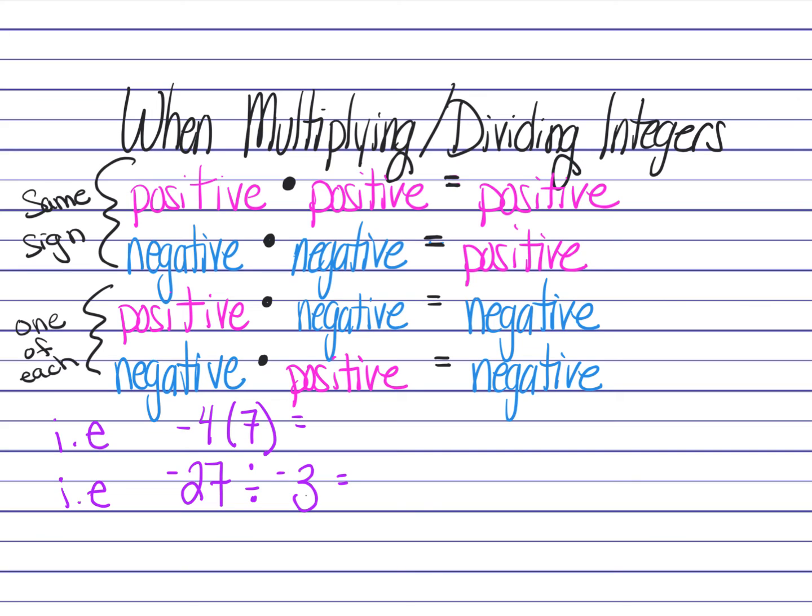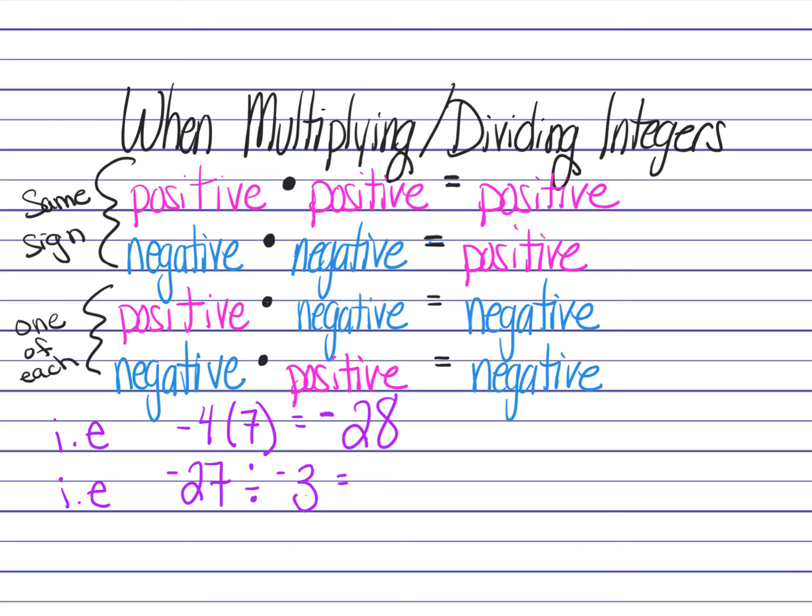So here I have an example of negative 4 times 7. So I have one of each, a negative and a positive, which means that my answer is going to be negative. And then I can utilize my multiplication facts of looking at 4 times 7, which is going to be negative 28.